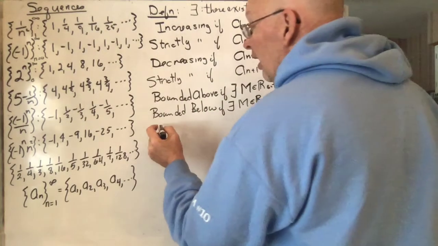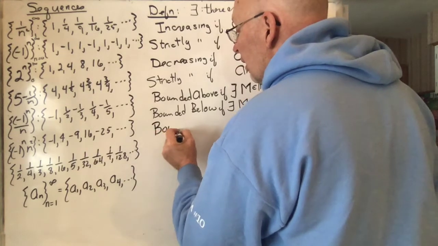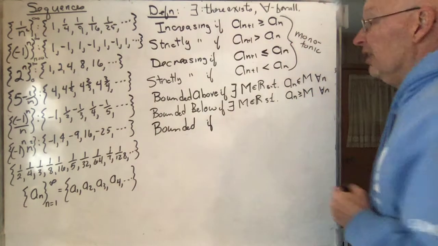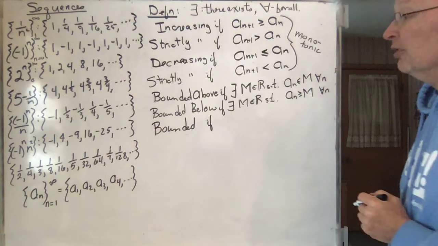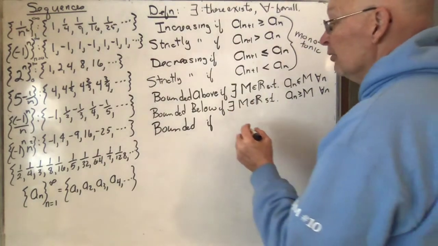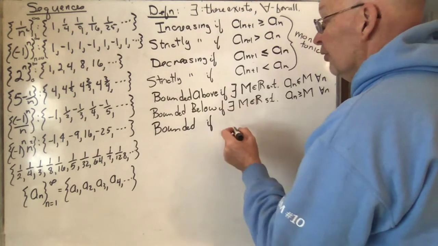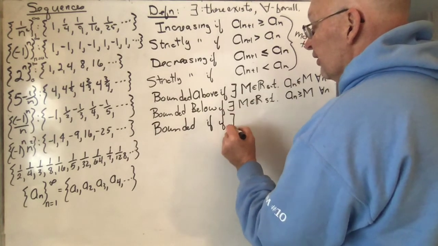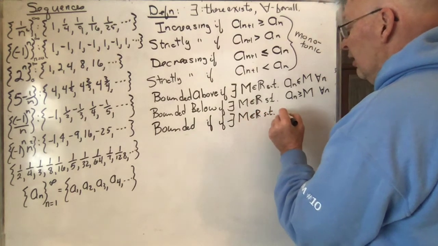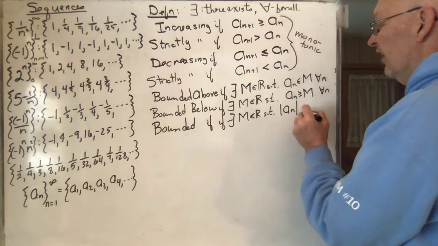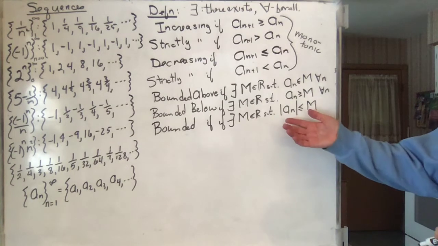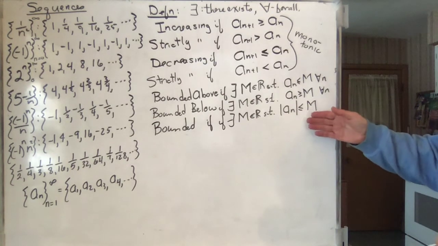A sequence is said to be bounded if it's both bounded above and bounded below. So I could either write it like that, if it's bounded above and bounded below, or another way to write its own definition is if there exists some m, an element of the real numbers, such that the size of all the a sub n's is less than m.